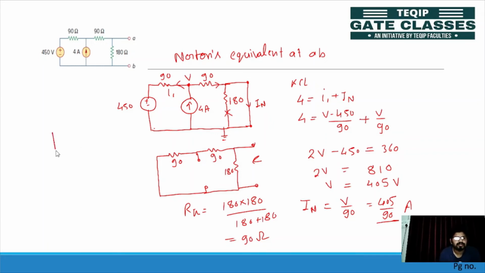Okay, so you asked for the Norton's equivalent. So Norton current will be here. You have this value of IN here. Okay, and your parallel resistance RN is here. You have value of RN 90 ohm. Here is the IN. Okay, so like this you have to apply Norton's theorem. Okay, so Thevenin and Norton are analogous.